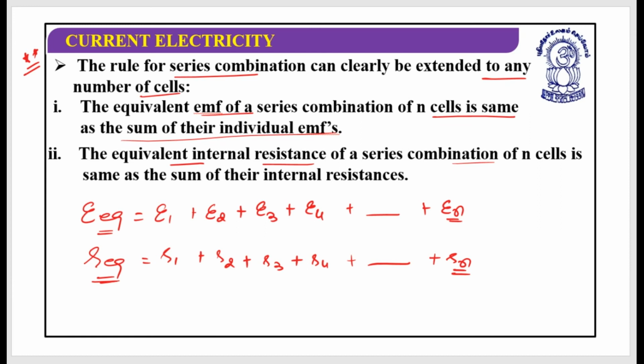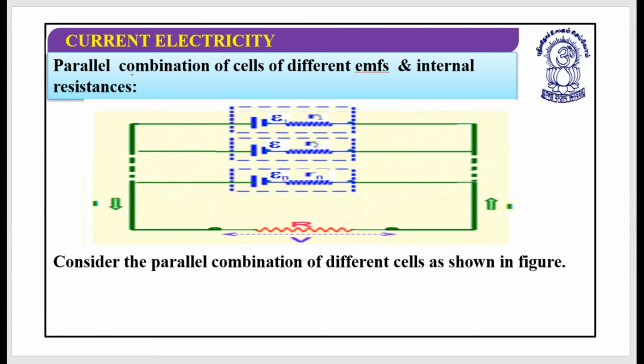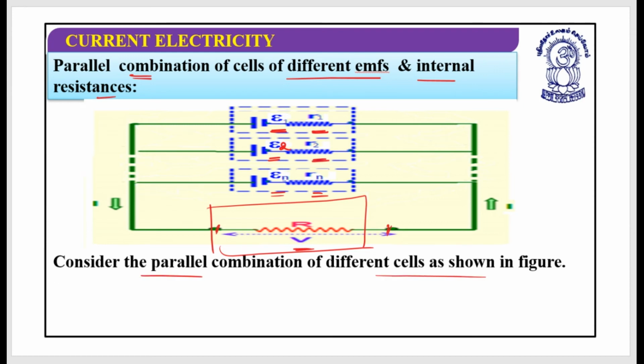Now let's move to the second phase of the grouping. It's the parallel combination of cells. This is parallel combination of cells of different EMFs and internal resistances. Let's look at the diagram. These are connected as E1 R1, E2 R2, E3 R3, and in the same way En Rn. And this complete network has been connected with the external resistance R, and the potential difference across this external resistance is V. So consider this parallel combination of different cells as shown in the figure.